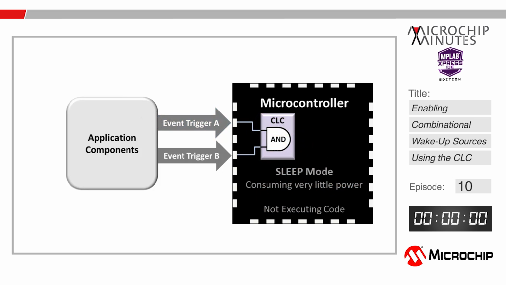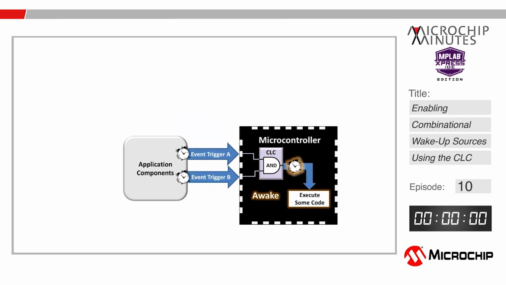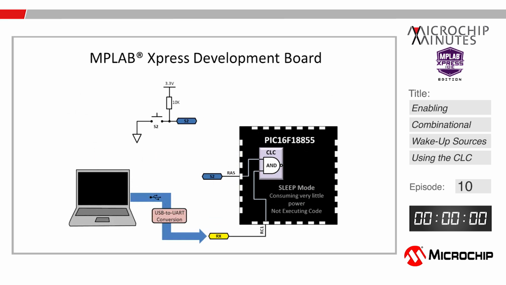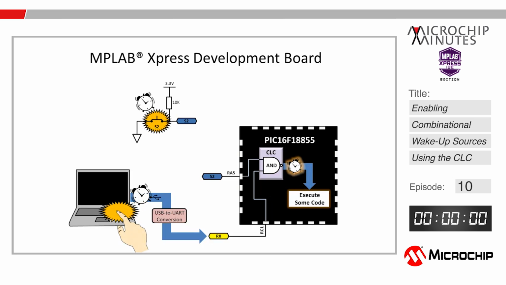There is a solution though using the CLC peripheral, which allows you to combine different signals and perform logic operations on them. Since the CLC keeps running even in sleep mode and the device can be woken from a CLC interrupt, it's possible to conditionally wake the device from sleep. In this example, I'm going to use two conditions to wake the CPU on the PIC16F18855. The first is when I press the push button on the MPLAB Xpress board, and the second is a transmission attempt detected on the receive pin of the UART peripheral. Each of these conditions alone aren't going to wake up the device, but if both are present at the same time, the device will wake.